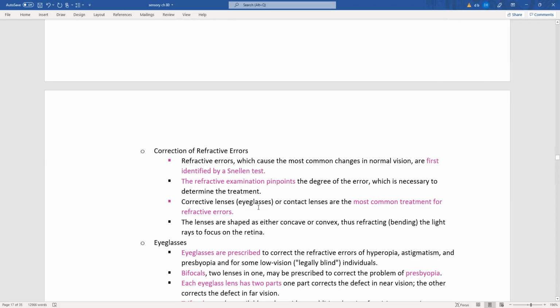So corrective lenses, eyeglasses or contact lenses, are the most common treatment for refractive errors. That might be on the test. The lenses are shaped as either concave or convex.